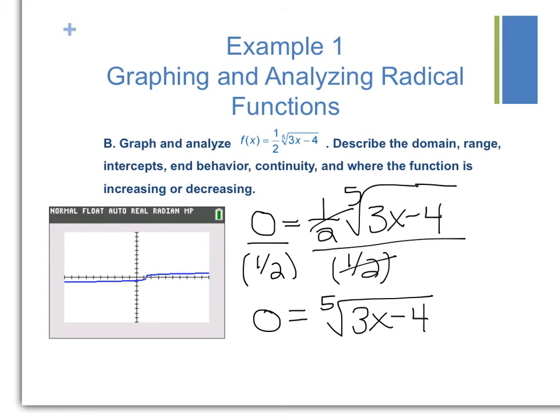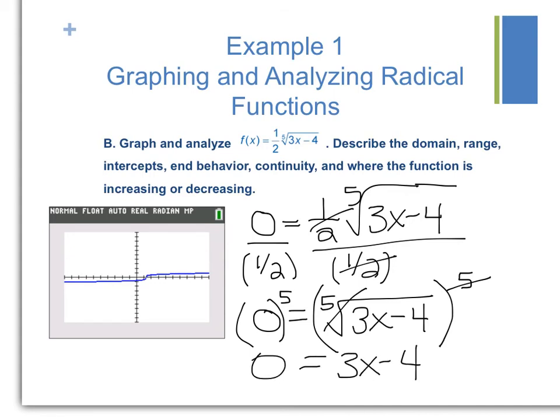I need to eliminate the radical with an index of 5, and I do that by raising both sides to the fifth power. The fifth root cancels out with the fifth power. I get 3x minus 4 equals 0. And from here, I get to solve for x by adding 4 to both sides. I get 4 equals 3x, and then I divide both sides by 3, and I know my x-intercept here is at 4/3. So the x-intercept is at 4/3, which is 1 1/3.